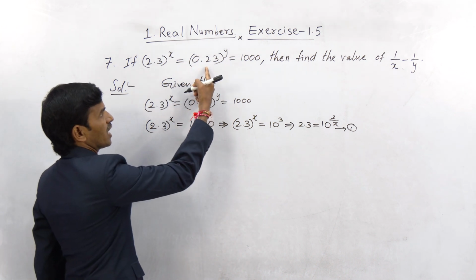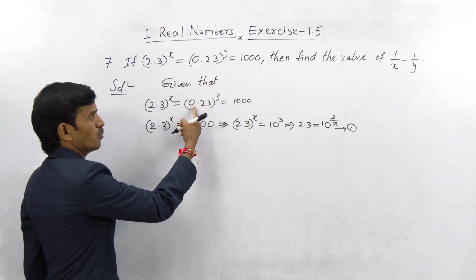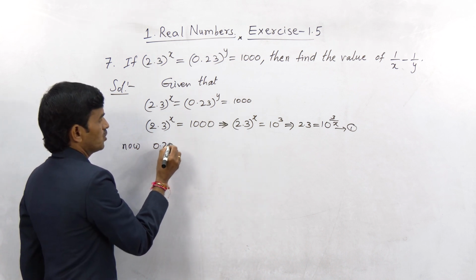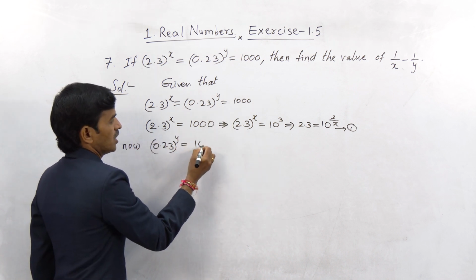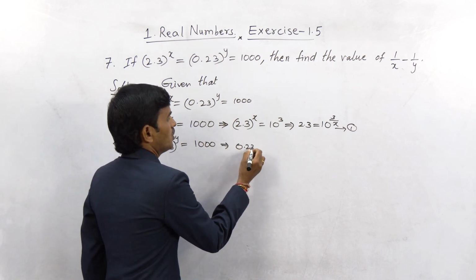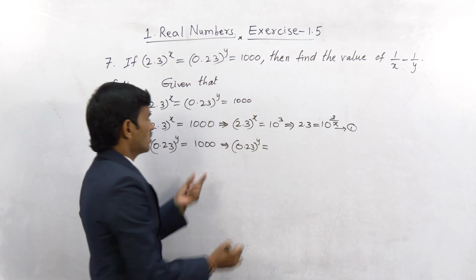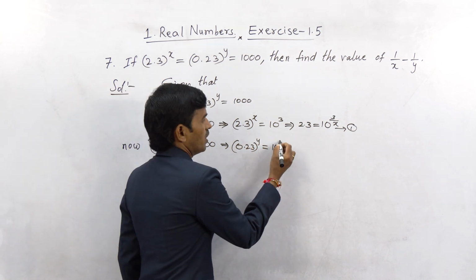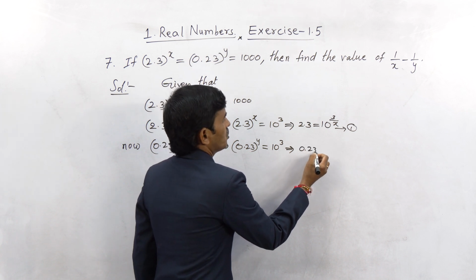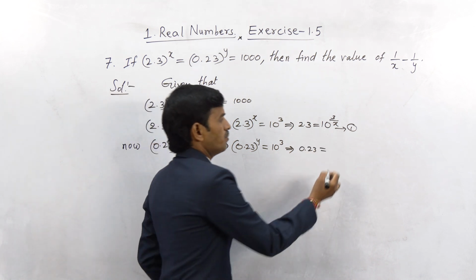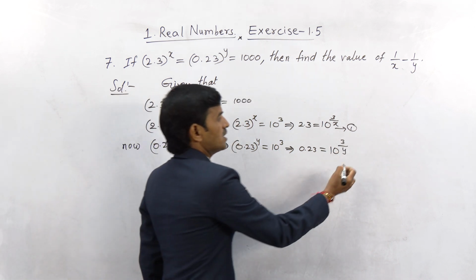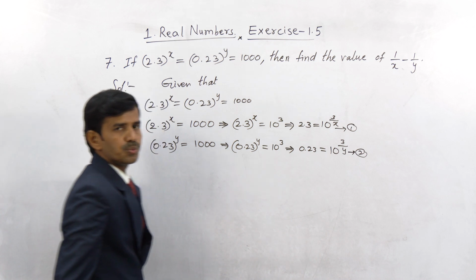Now let us consider the second one equal to 1000, that is 0.23 whole power y is equal to 1000. 0.23 whole power y is equal to what? 1000. That implies 0.23 whole power y is equal to 1000, which can be written as 10 power 3. That implies 0.23 is equal to 10 power 3 by y. So it is equation number 2.